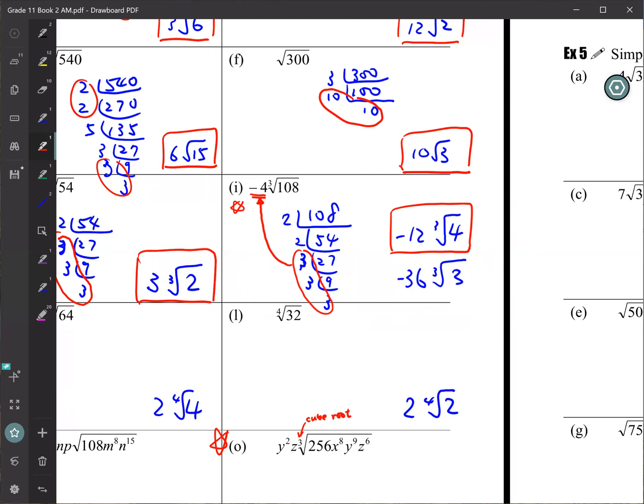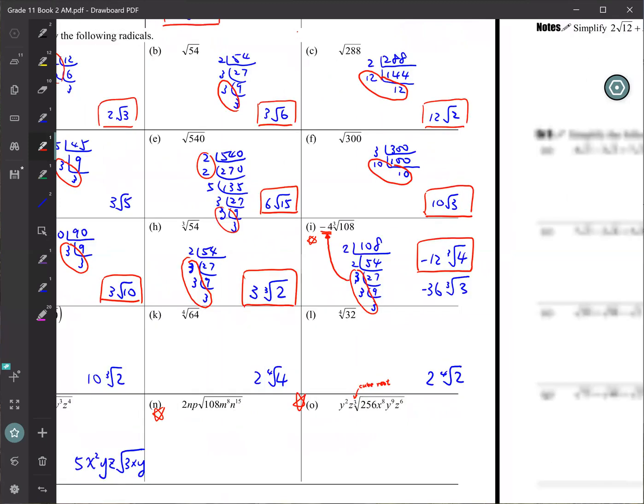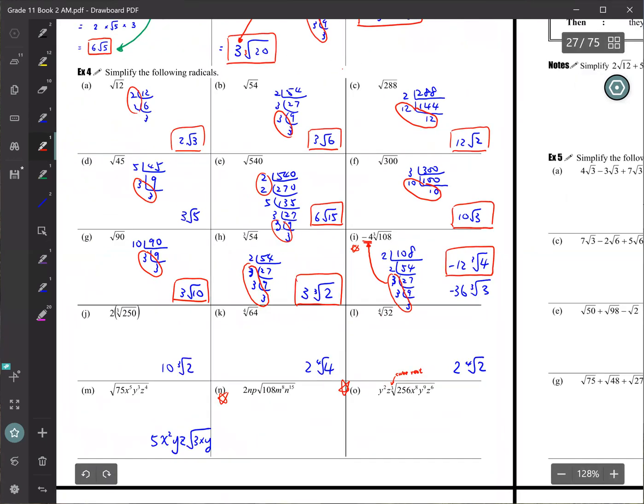Okay, Eric, do you see a mistake? Yeah, I accidentally put 9 there instead of 3 because I forgot to. Yeah, okay, so your 9 is not a prime yet, so you have to continue to break it down. Okay, question J, 250.